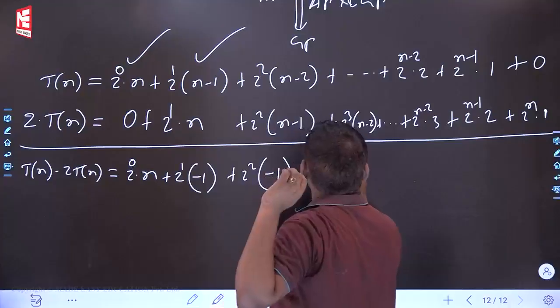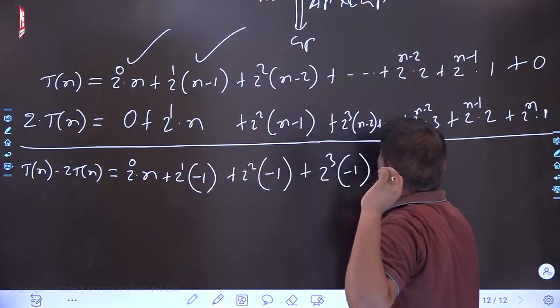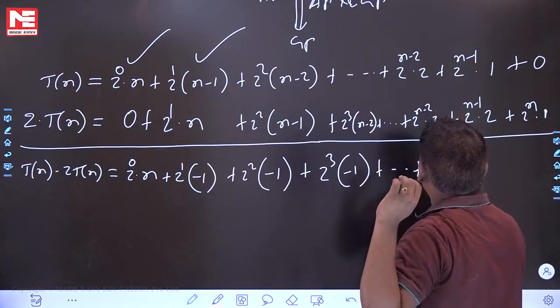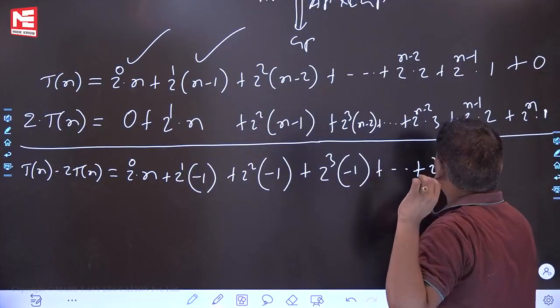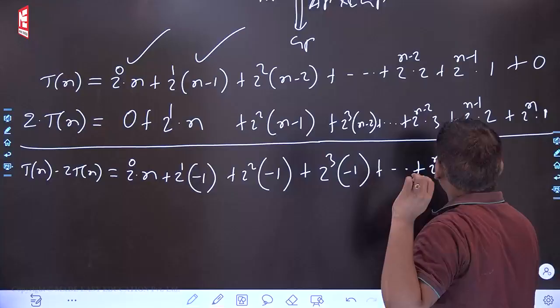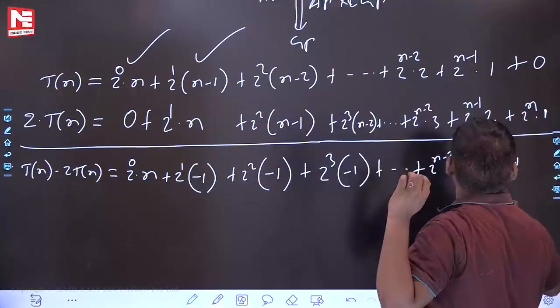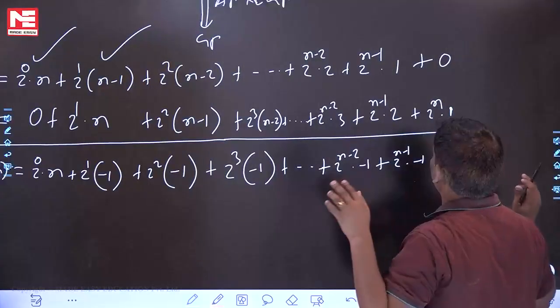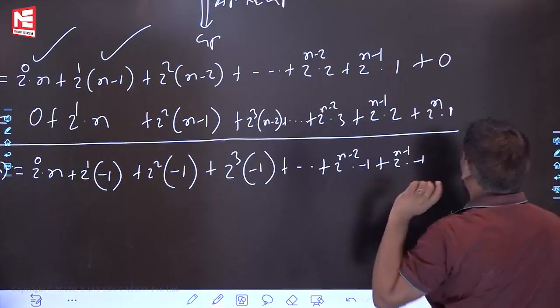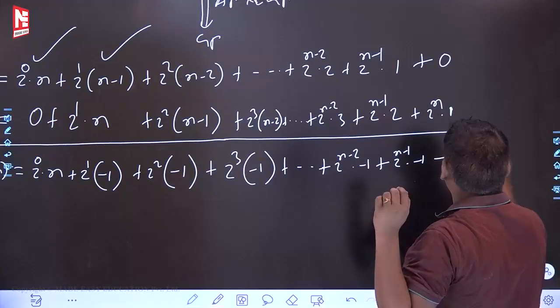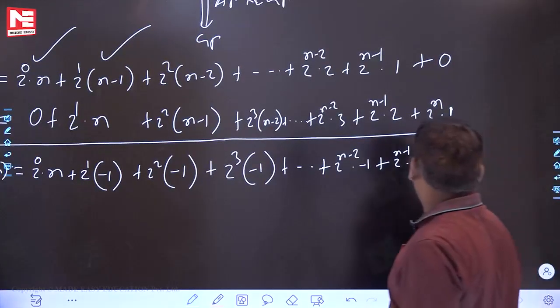Next one. 2 cube minus 1. It will continue like this one. Right? Can you say what about this one? Let me check here. 2 minus 3 means minus 1. Same. 2 power n minus 2 into minus 1. Here 2 power n minus 1 into minus 1. Right? Into minus 1. What about this one? Minus 2 power n. Right?